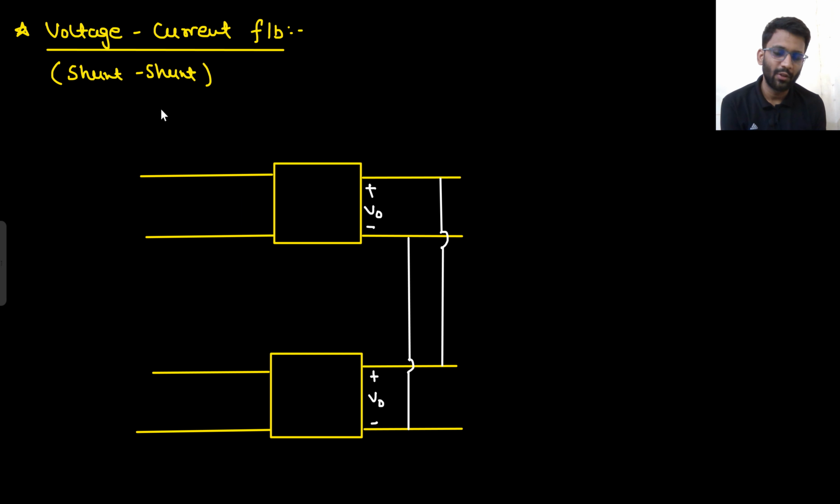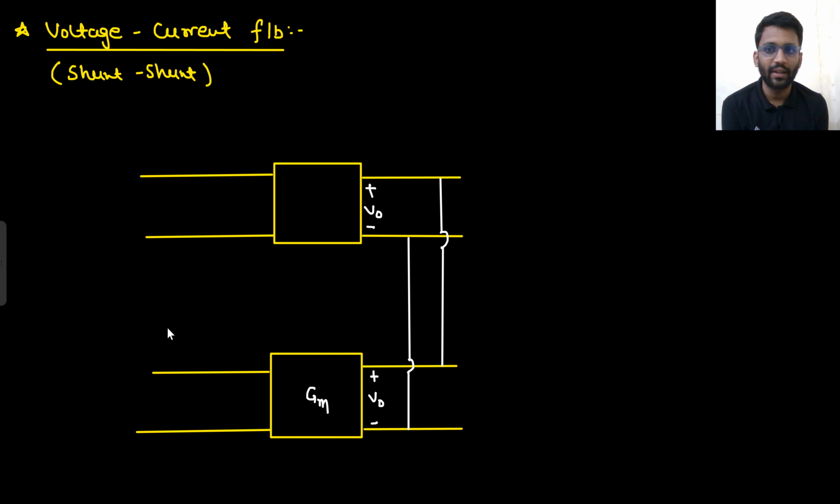Now this V0 voltage will be converted into current. So what should I write here? Tell me. GM, right? Why am I writing GM here? Because transconductance into voltage will be current. So GM into V0 will be current. Are you getting this point? GM into V0 will be current. So that's why I am writing GM here.